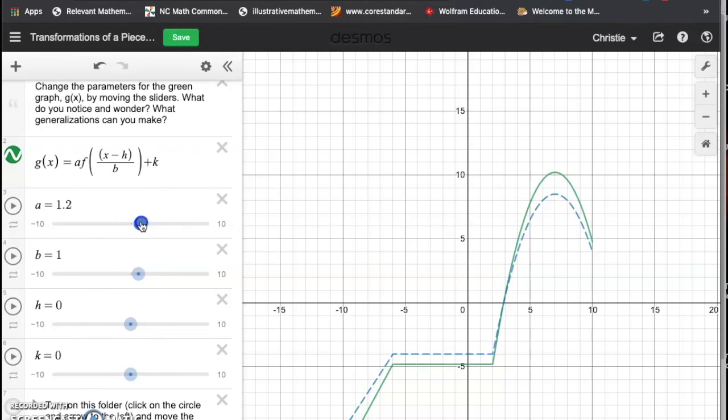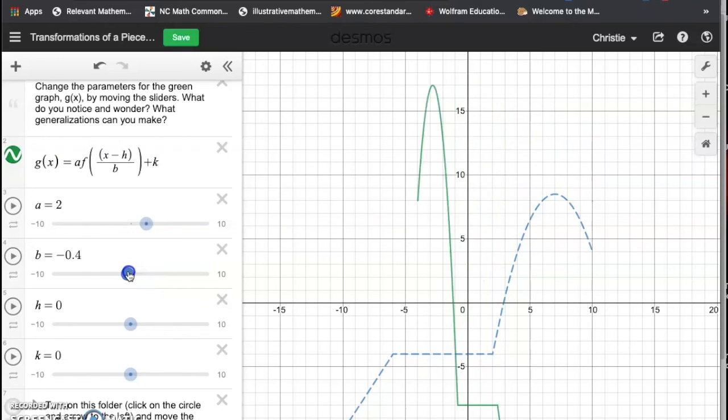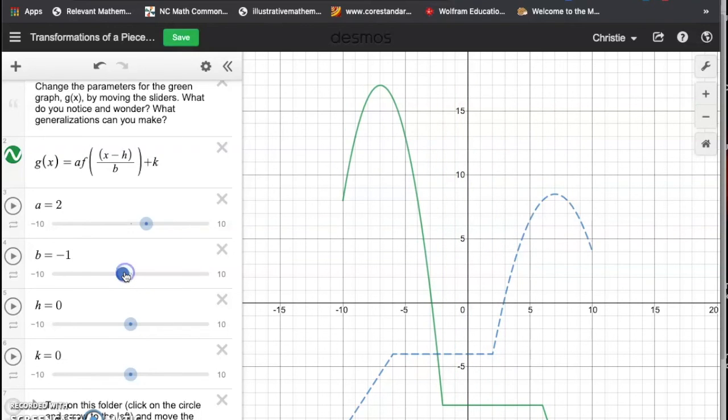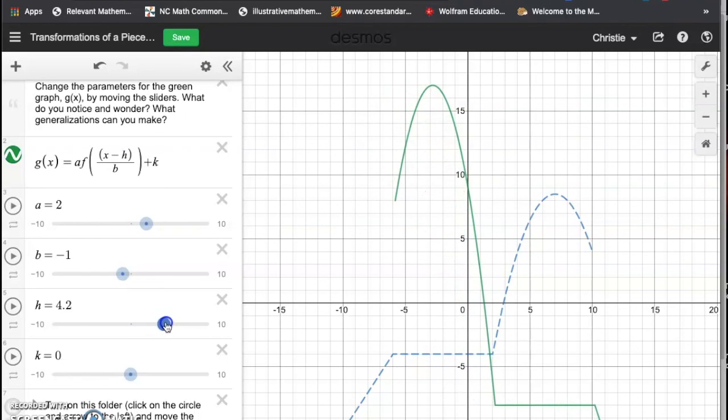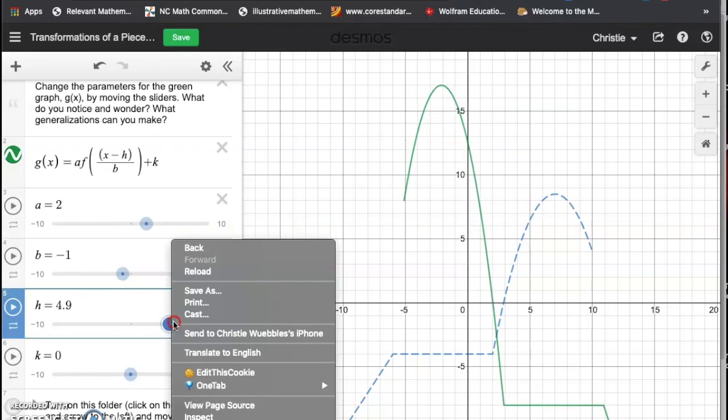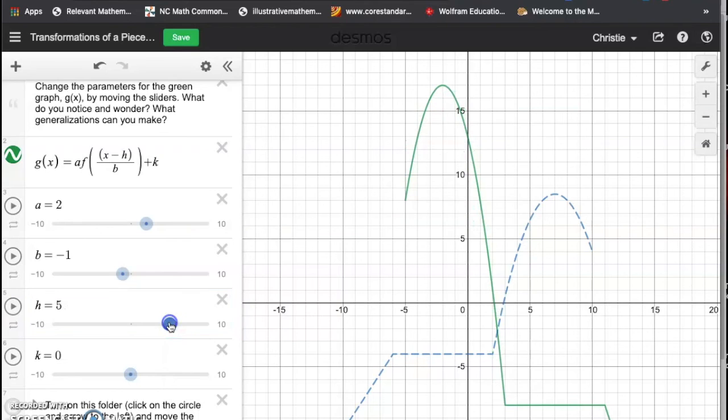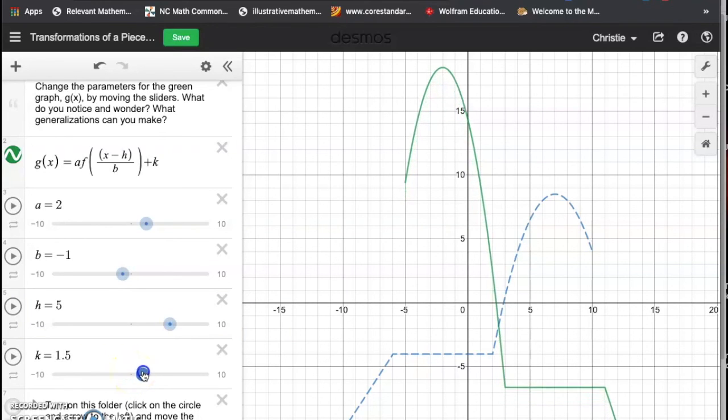So a as 2 shows us a vertical stretch. b as -1 shows a horizontal reflection or flip. h equals 5 means that the graph will move to the right 5 units. And k equals 2 means the graph will move up 2 units. And here we have represented all of the transformations.